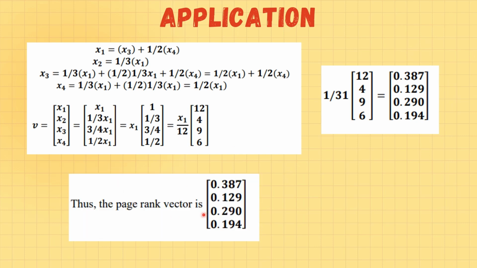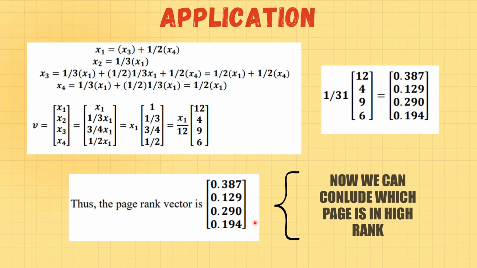From here we can conclude which page is ranked highest. We see 0.387, which is page A, is the highest ranking and the most relevant. So when you search something, that link will appear first, followed by the second ranking, which is page C, 0.290, and the last ranking, which is the least relevant, is 0.129, which is page B.